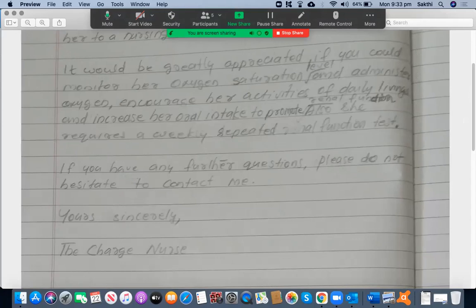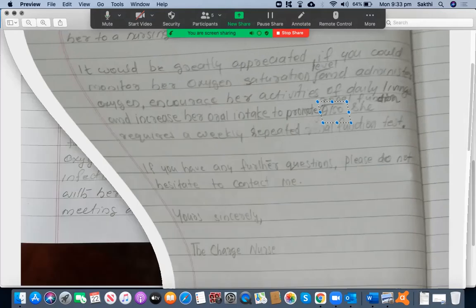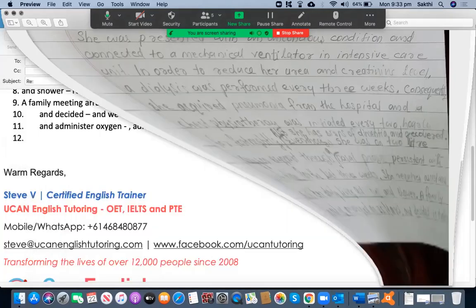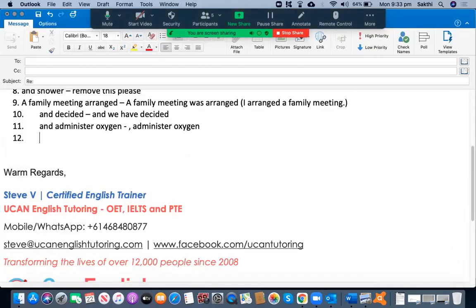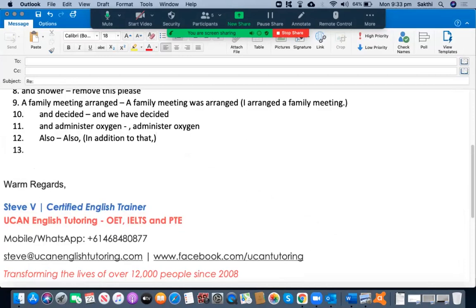Everything else is okay. Her oral intake to promote renal function, that's all right. Also she requires, after "also" there must be a comma. You could have used other connecting phrases instead of writing down "also" again and again. Also, you should have used "also," with a comma. Otherwise you could have used "in addition to that." In addition, I mentioned once. So you can use "in addition to that."